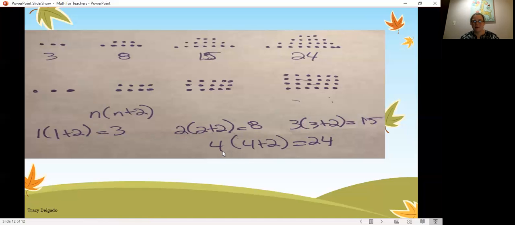And then the last one we have is 4. And we will do that 4 plus 2. It's a 6. So 4 times 6 equals 24. So that is our formula for giving the nth trapezoidal number. I hope you enjoyed this lesson.